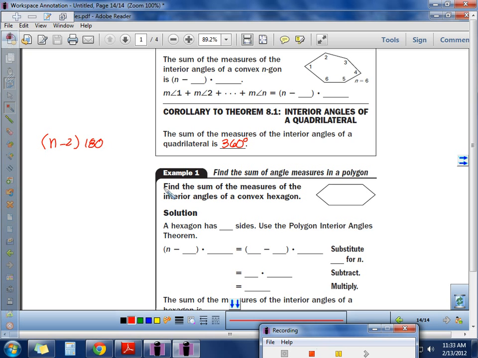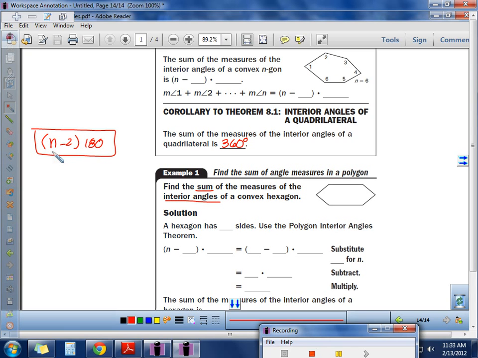Now we're going to try example 1. In example 1 it says, find the sum of the interior angles in a convex hexagon. Underline these key words because this will tell you which formula to use. Later on it will get harder because we're going to have other terms. This one says sum interior angles. Well, we know its formula. It's n minus 2 times 180.